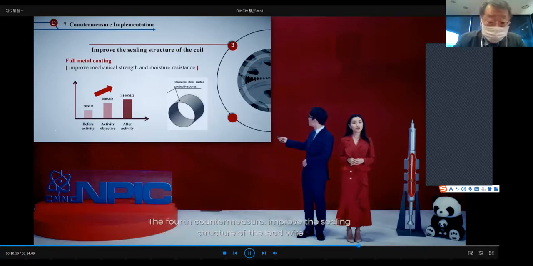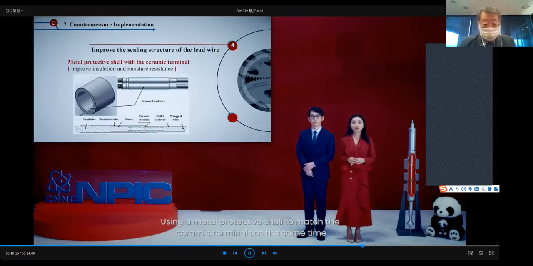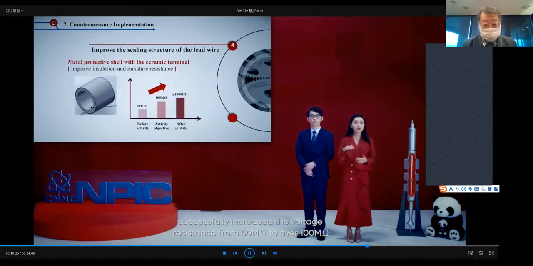The fourth countermeasure is improving the sealing structure of the lead wire. Using a metal protective shield to match the ceramic terminals at the same time successfully increased the voltage resistance from 50 to over 100 megohms.